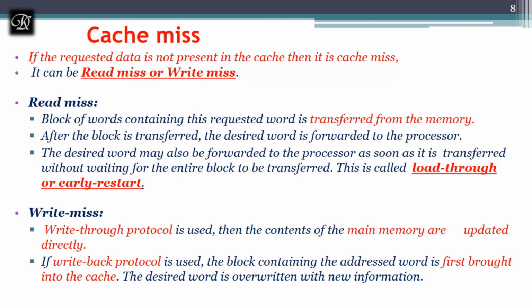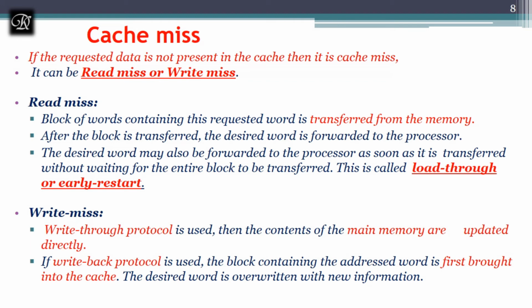The second one is write miss. The processor wants to write the answer. For example, sum of two numbers, a equals a plus b, but for some reason the a which was there when it was read is not there in the cache. Now what does it have to do? It has to find that a, right? So the write through protocol is used over here.